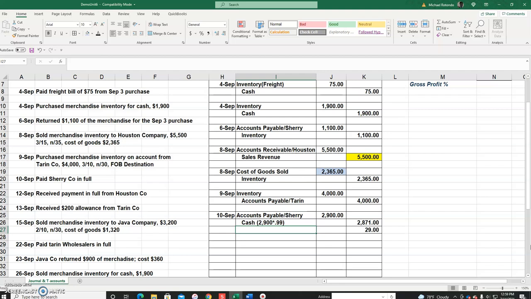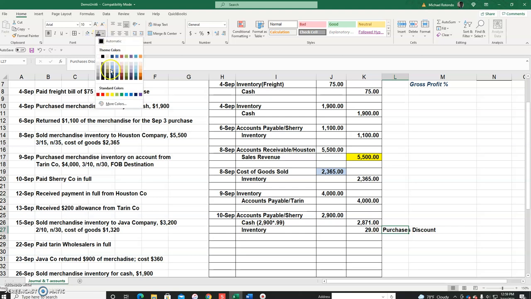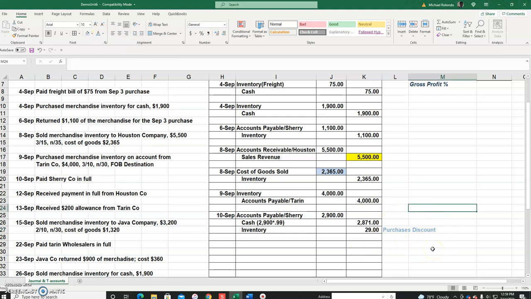Now, under the periodic method, we would have an account called purchases discounts. But we're not going to have that on the perpetual method. What we're going to have is a credit to inventory, because this is actually reducing the cost of our inventory. So this is a purchase discount. But again, remember, under the perpetual method, we would not have an account called purchases discounts, because we're talking about tracking inventory in real time. So by paying less, by taking advantage of the discount, we are reducing the cost of our inventory. Under the periodic method, we would, of course, have this purchases discount account.